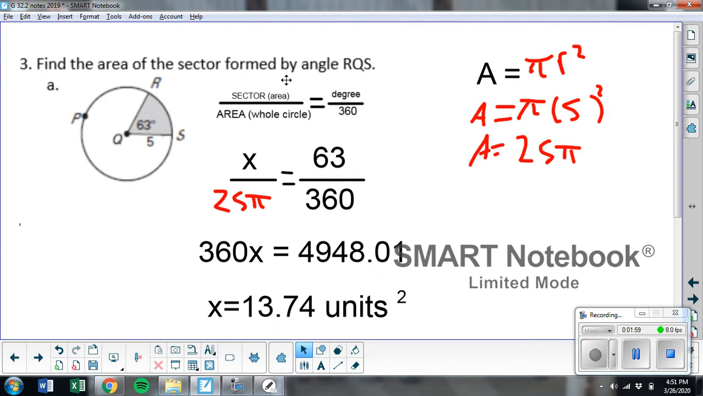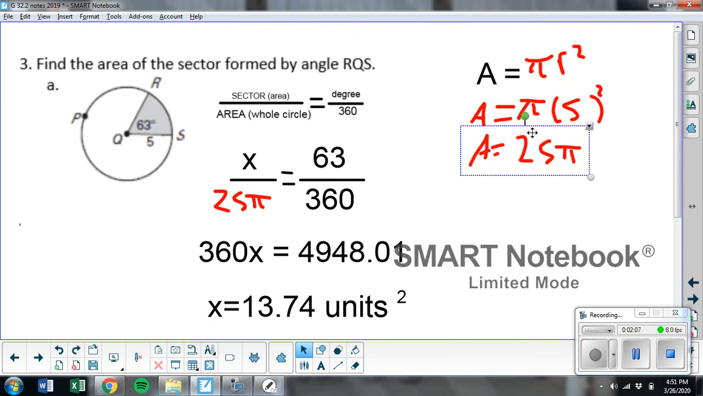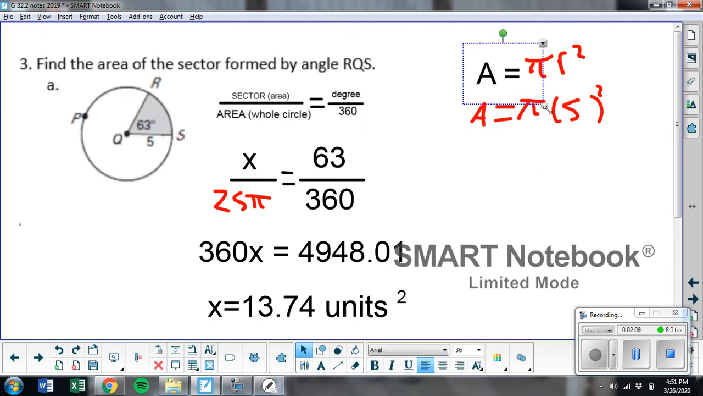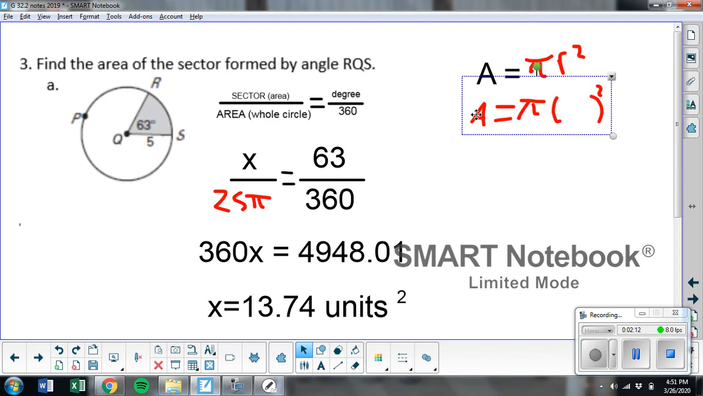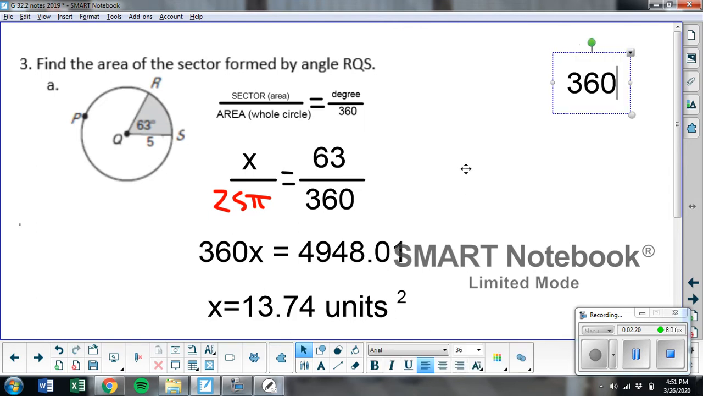So sort of the same setup, we just have a different formula. The sector area over the whole area. Once you set it up, you cross multiply. Now before we get into part B, I want to show you how I might list some other answers. So let's say I'm back at this point right here. When I cross multiply, you might see me write this.